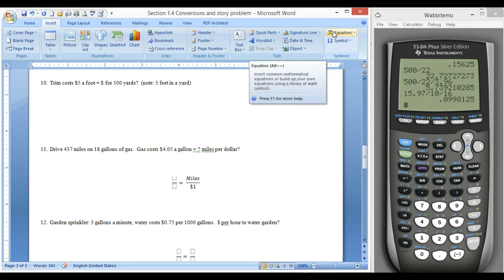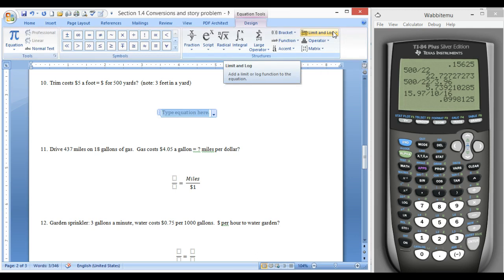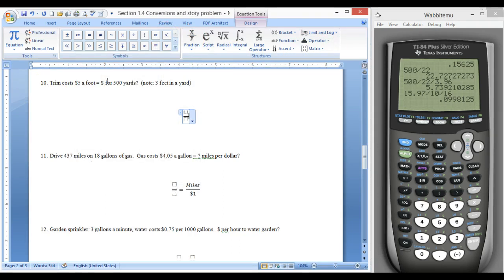If you're feeling comfortable, maybe pause the video, pull up Word or even your own paper, and work things out. Okay, so I'm going to insert an equation, and I know that trim costs $5 a foot. That tells me $5 per foot. So I'm going to insert a fraction and put in $5 over 1 foot.